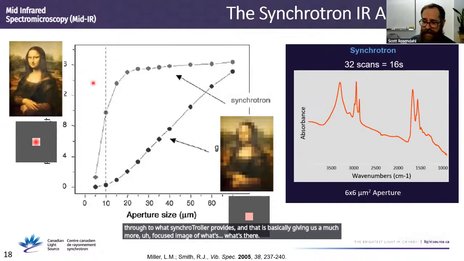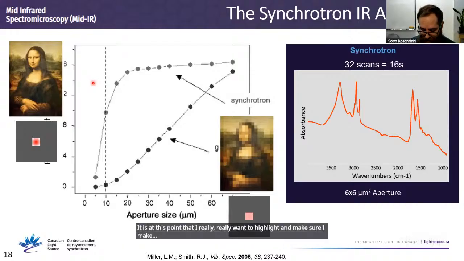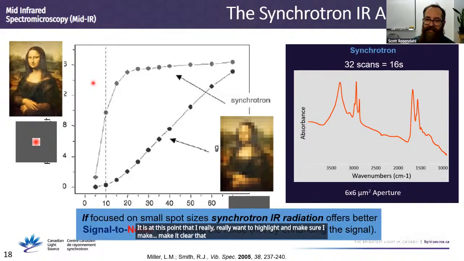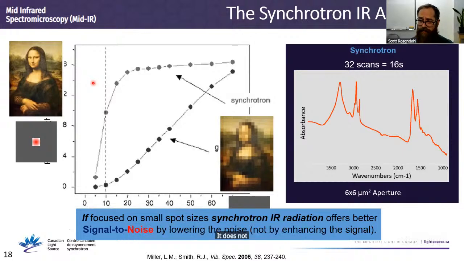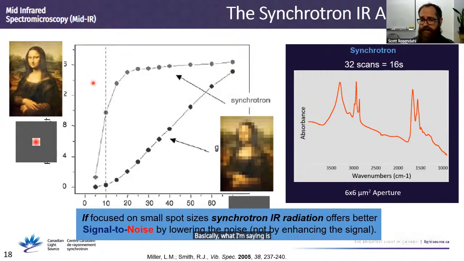It is at this point that I really want to highlight and make it clear that the synchrotron radiation offers better signal to noise by lowering the noise. Okay? It does not enhance the signal. So that is something to make sure that you're aware of. Basically, what I'm saying is that it can't create material. Okay? So it can only measure what is there.